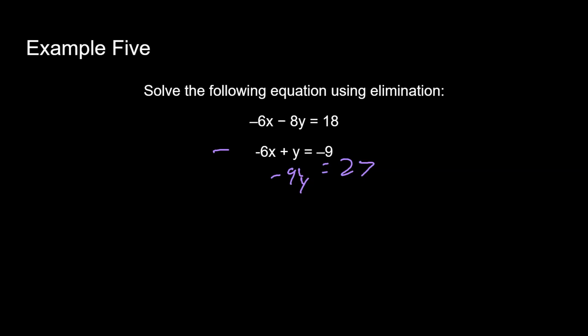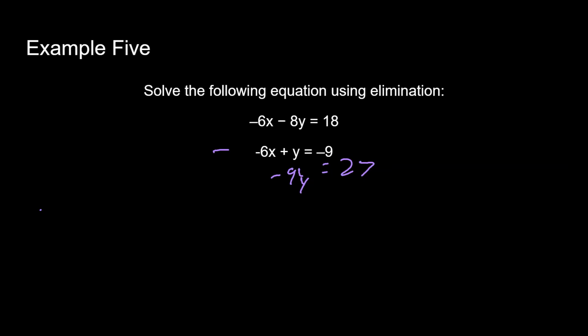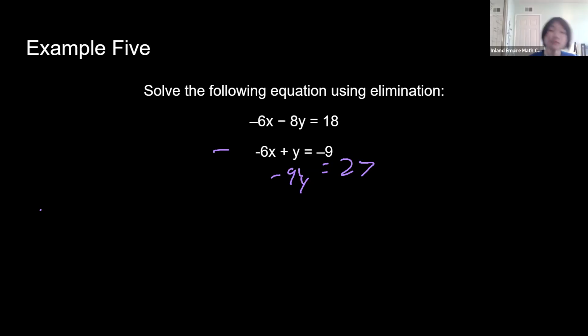Wait, 3? Would y be 3? No, you're very close. Remember, it's negative 9 times y equals positive 27. So what would the y be? Oh, okay, then would it be negative 3? Yep, two negatives make a positive, right? Precisely. Very good, Kevin. That's exactly right.